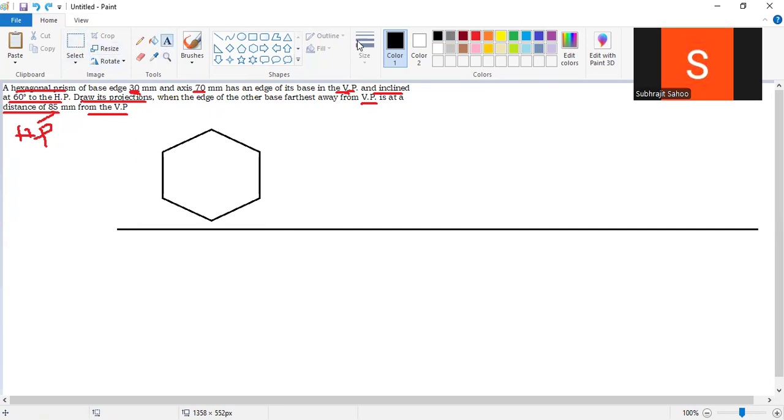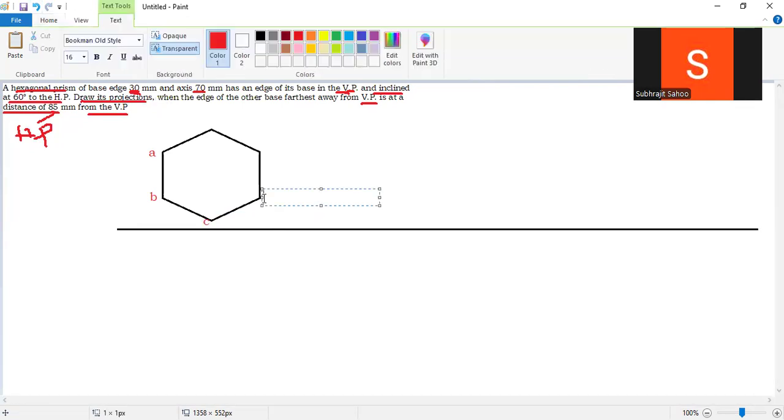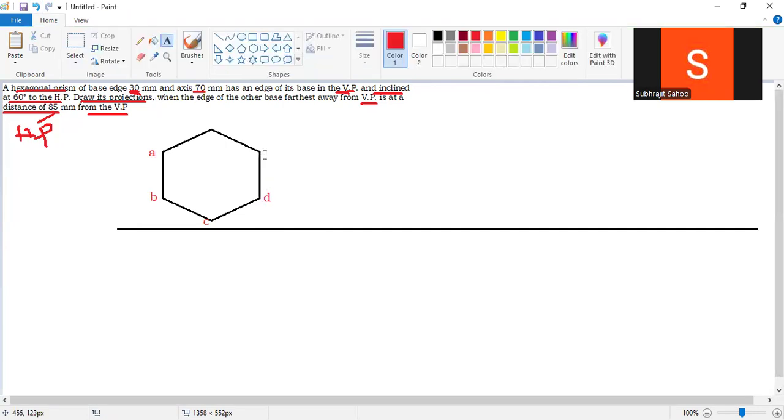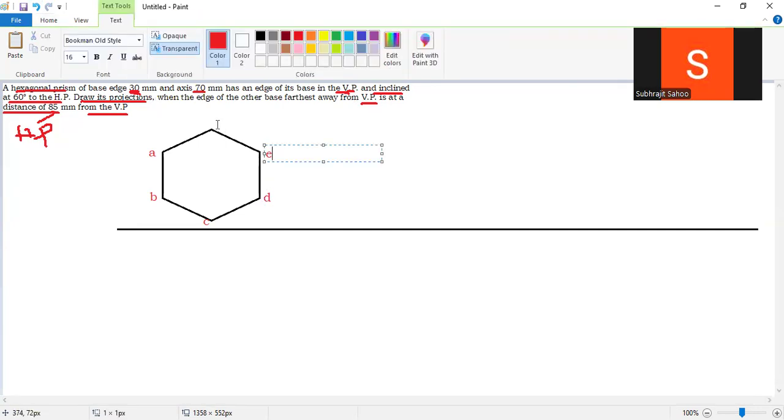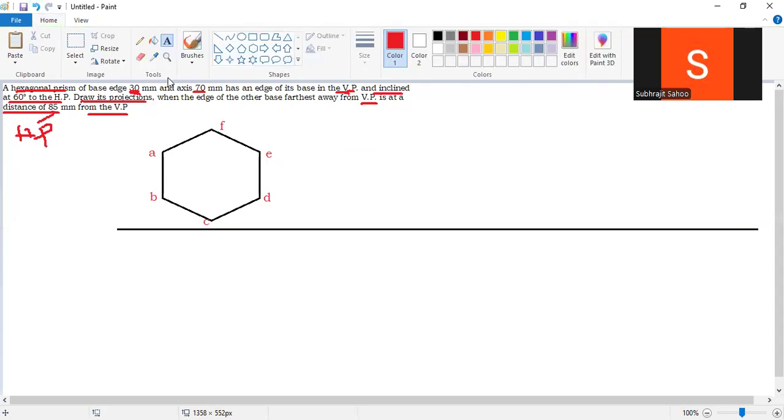Observe. Name them A, B, C, D, E and F. So what is the next step? Next step means projection lines. Simple projection lines you have to draw. Take a very thin line. So this is the projection line.